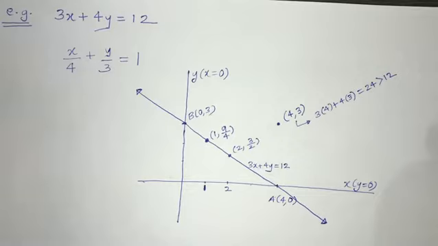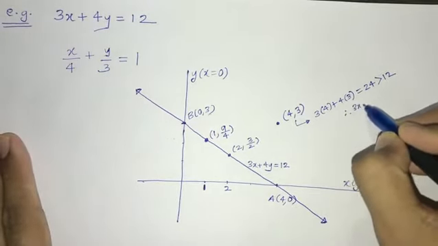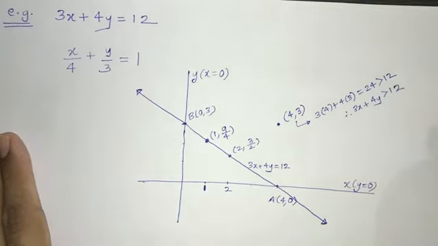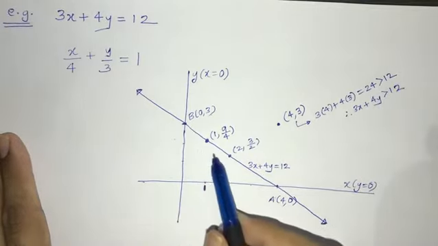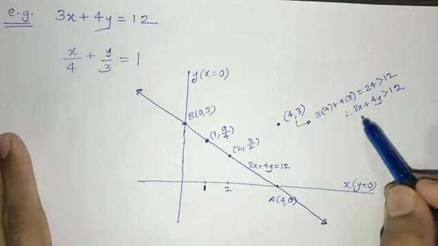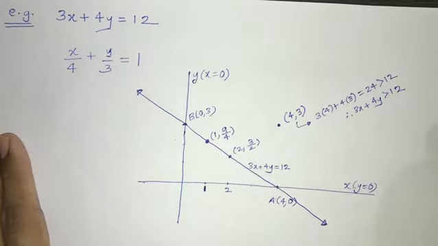Therefore, 3 times x coordinate plus 4 times y coordinate is greater than 12. For every point on the straight line, 3 times x coordinate plus 4 times y coordinate is equal to 12. For the point here, 3 times x coordinate plus 4 times y coordinate is greater than 12.